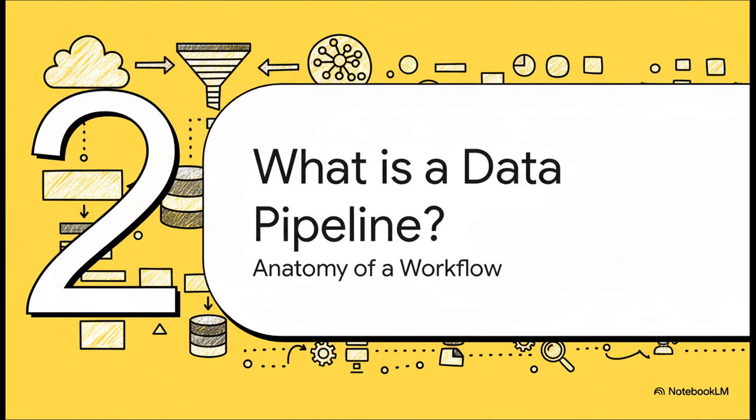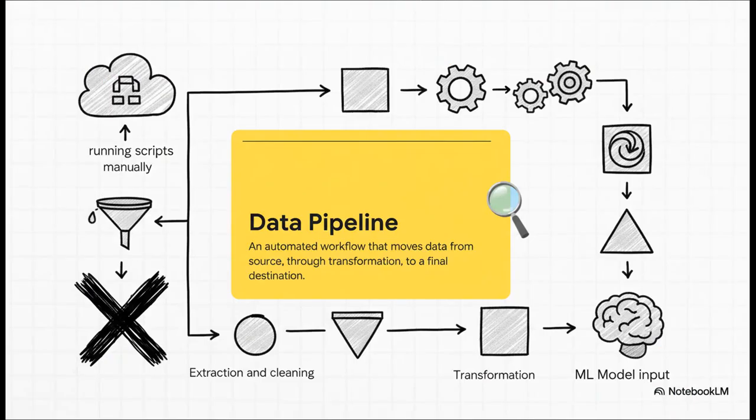Okay, so before we can make a pipeline reproducible, we kind of have to back up a step. We need to understand its basic anatomy. So what exactly is a data pipeline when we're talking about machine learning? At its heart, it's an automated workflow. And that word, automated, is super important here. It's a set of connected steps that grabs raw data, cleans it up, transforms it, and gets it ready for its final destination, which for us is going to be our ML model.